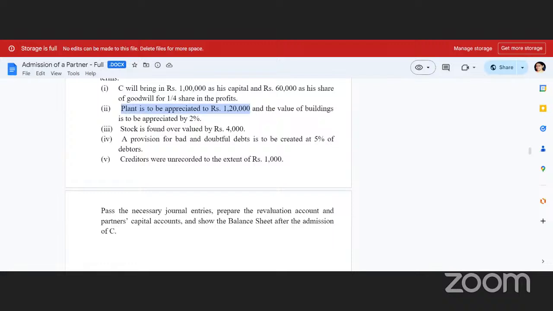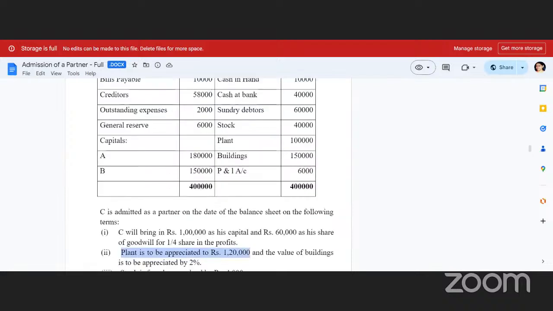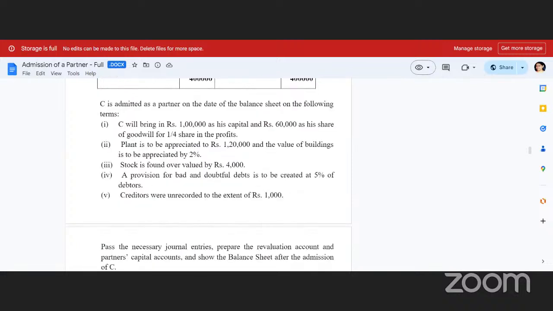So is the plant value increased or decreased? Increased. To what extent did it increase? The value of plant was 1 lakh, but when they revalued, it came to 1,20,000. So how much did it increase? The difference is 20,000. Very good, 20,000 increased. So which side will the increase of assets be taken to in the revaluation account? Credit side.